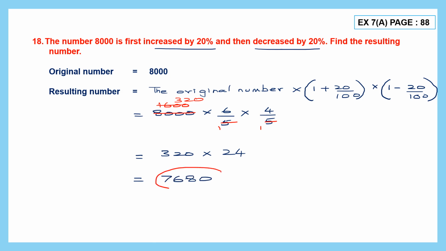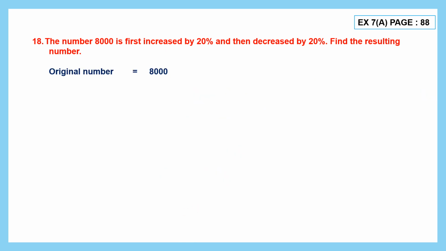Now this is one way of doing this sum, where we just write this part. That is, if it is increased, you put a plus sign. If it's decreased, you put a minus sign. Solve this and multiply and simplify this, you will get your answer. Now we will do the other way also. So the same question. Original number is 8,000.